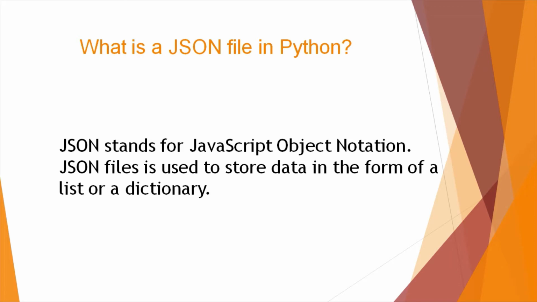JSON stands for JavaScript Object Notation and it is used to store data in the form of a list or a dictionary. In .txt files, we store data in the form of strings, and in .csv, we store data in the form of comma-separated values, that is, an Excel file. But what if I want to store data in the form of a list or a dictionary? Then we will use JSON files. So let's go to PyCharm and discuss JSON files.